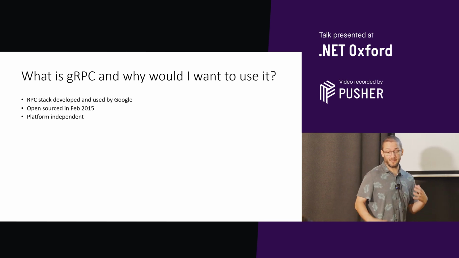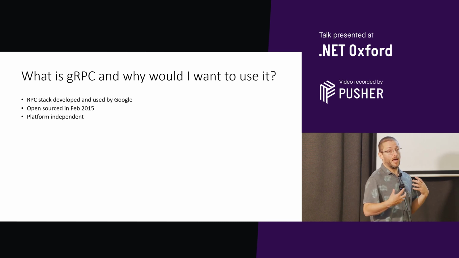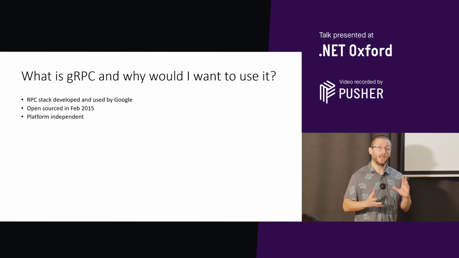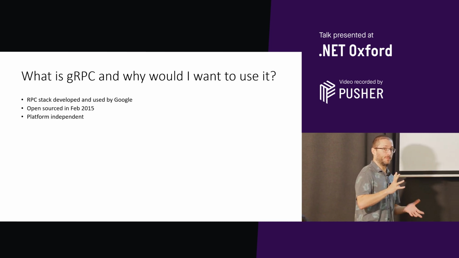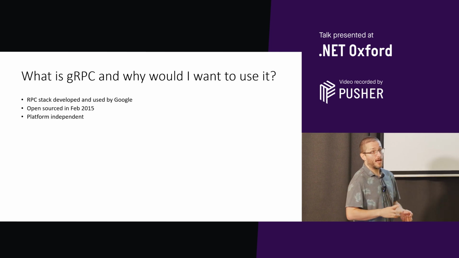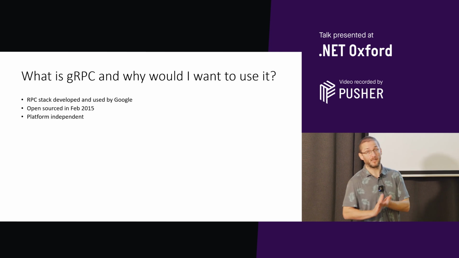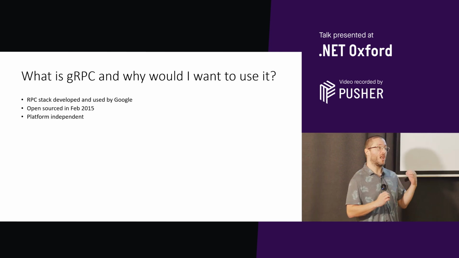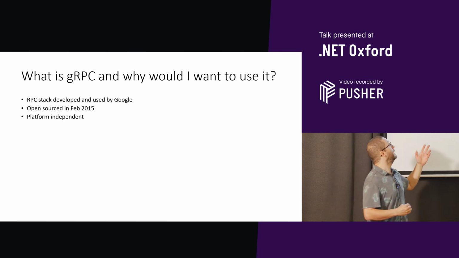One of the things it's aimed to do is to be platform independent. Obviously, you've got companies like Google dealing with wide ranges of infrastructure on multiple platforms, but that applies to us as well. We might have some of our stuff in .NET, some of it in Go, some of it in Java. So having a technology that can reliably talk between all of those things is a very good idea.